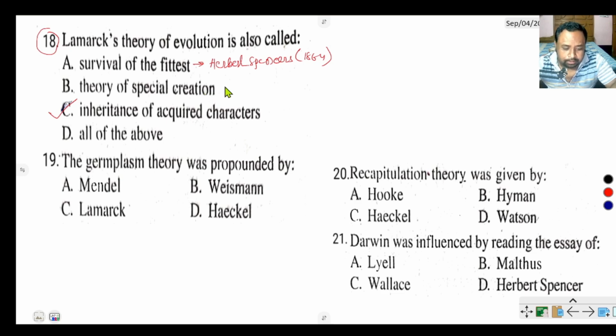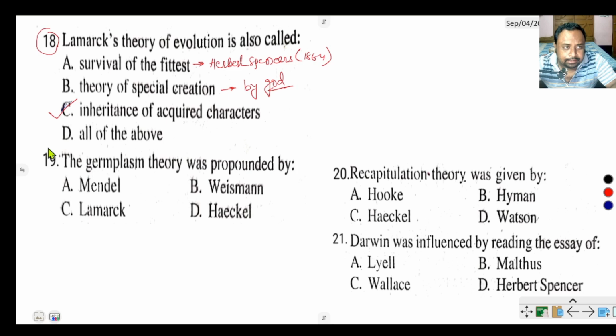Theory of special creation means all organisms and the universe were created in their current forms by a divine force, or by God, not through natural processes like evolution.